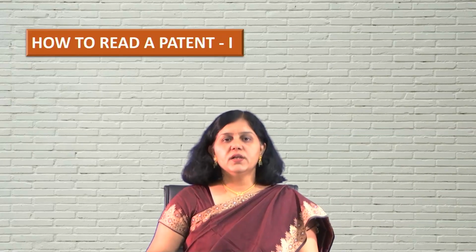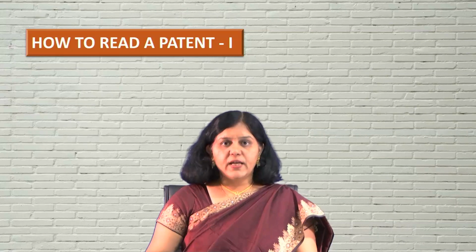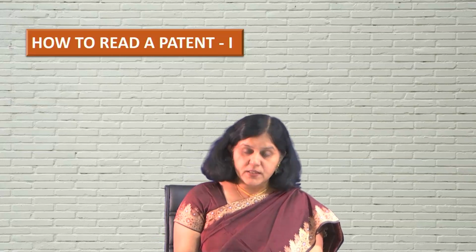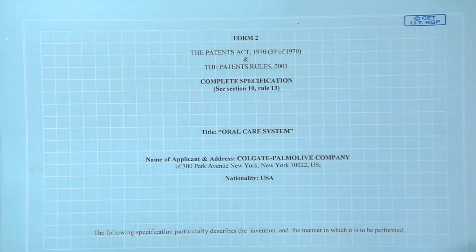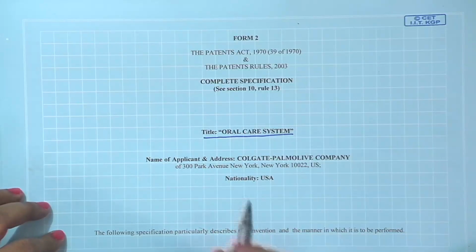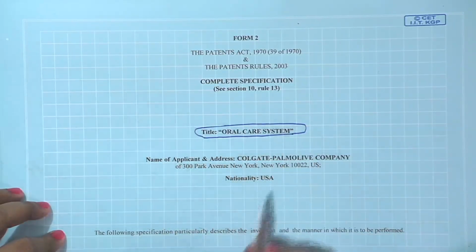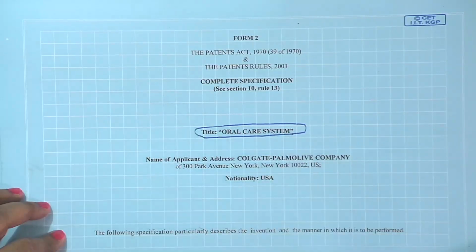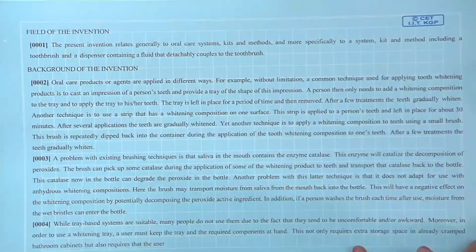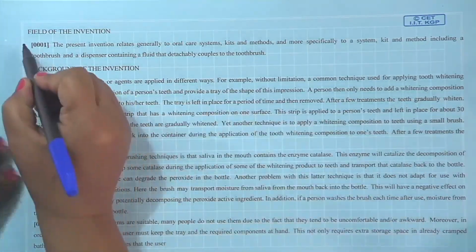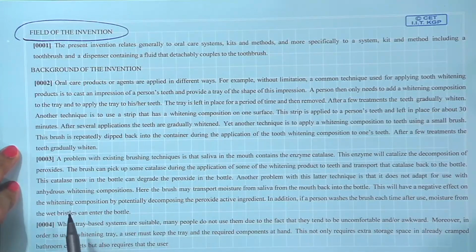Now, we will go through the document. So, here we can just see the document and we can see which are the different parts. So, now check this document. This is a Form 2 and in the Form 2 you can check that an oral care system is there. So, you can see this is the title of the invention. Here we have seen that the title is an oral care system. Now, just browse through the document, you can see that okay, this is the field of the invention.